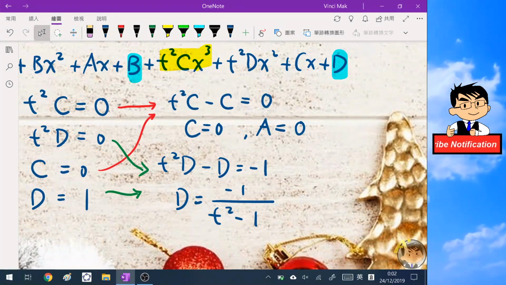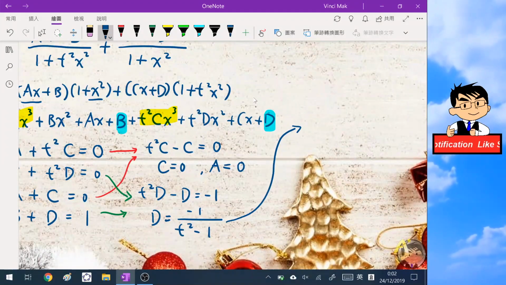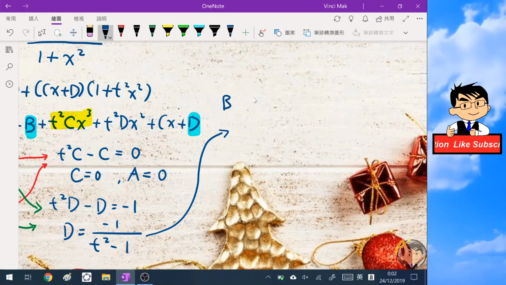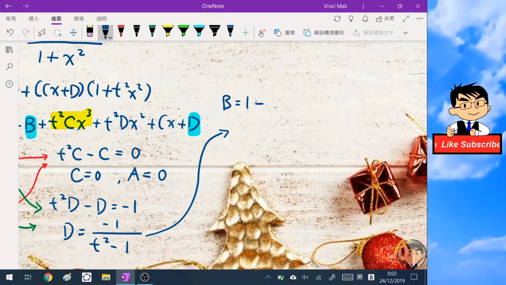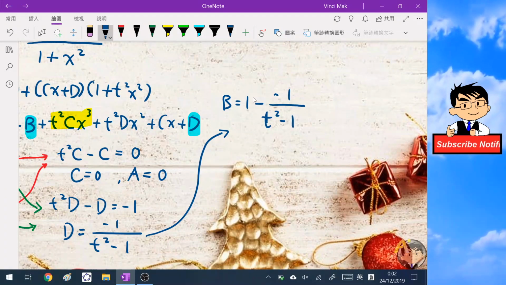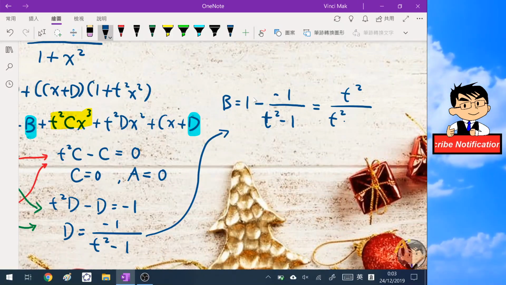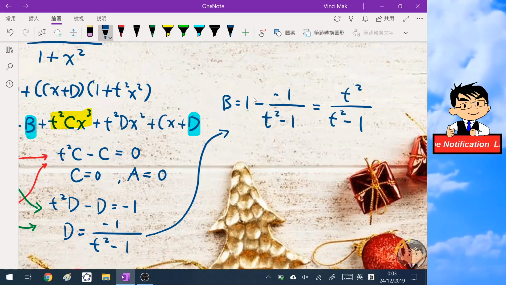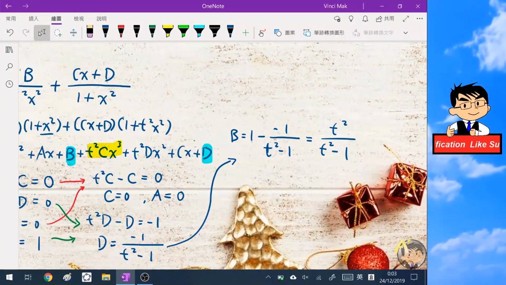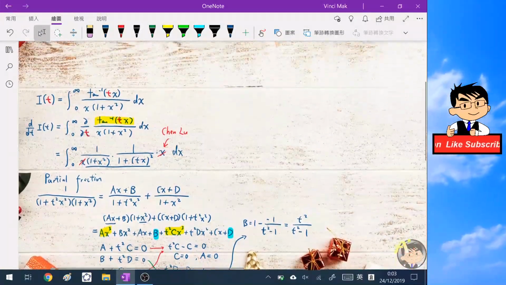Well, this makes... Whoops, I don't have space. Okay. There are lots of Christmas decorations. So we will know that b will be equal to 1 minus negative 1 over t squared minus 1, which is t squared over t squared minus 1. This is good. So now we can split the integral. Okay, let me have some space here.